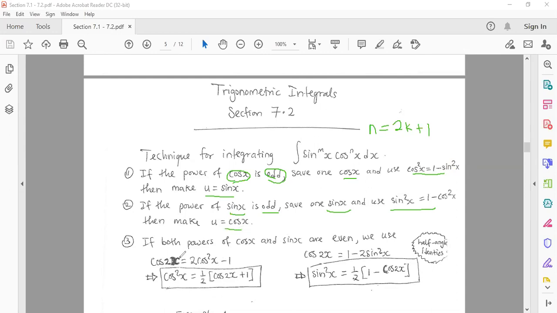Now, if both powers of cos and sine are even, we use the half angle identities, and I've already explained how we get to these half angle identities. It comes from what cos 2x is. We say cos 2x is 2 cos squared minus 1. If you make cos squared the subject, there we go, you have your half angle identity. And again, cos 2x can be written as 1 minus 2 sine squared. If you make sine squared the subject, then you have the other half angle identity. Now let's look at the examples.